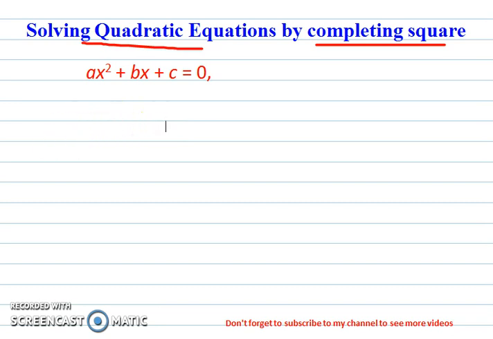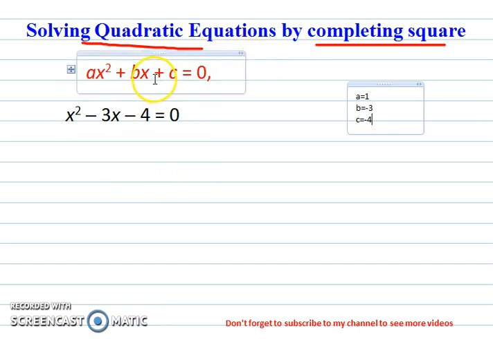In this video, we're going to solve examples like x squared minus 3x minus 4, where a, which is the coefficient of x squared, is 1, and b, which is the coefficient of x, is negative 3, and the constant term c is equal to negative 4. We have different steps to follow in order to solve a quadratic equation by completing the square.